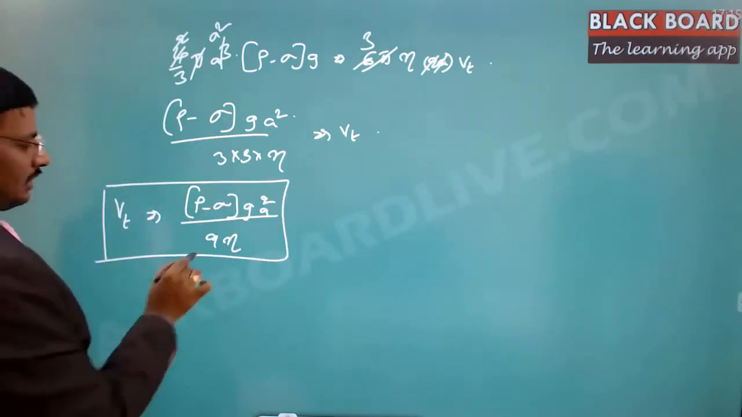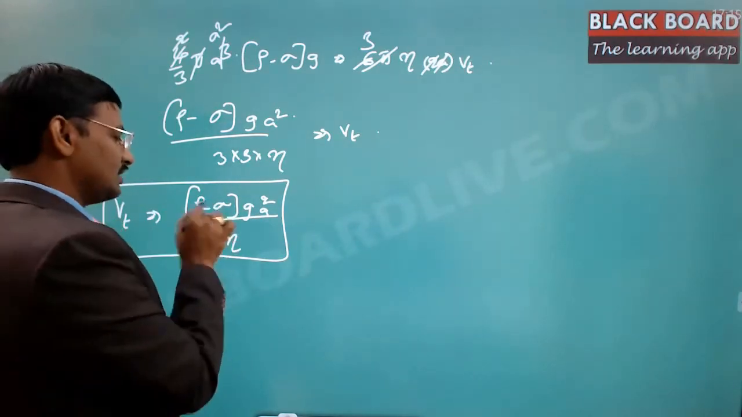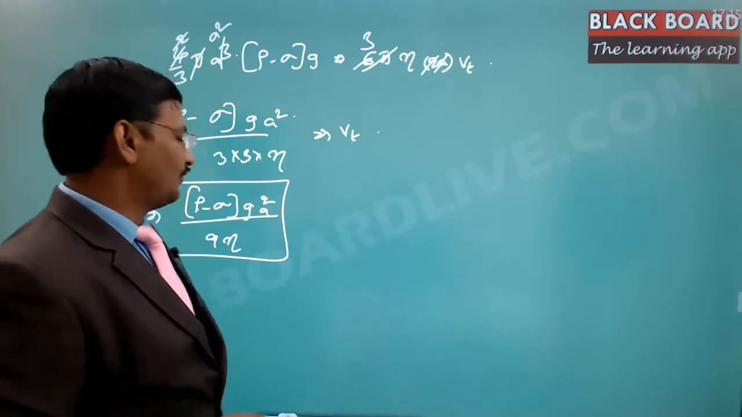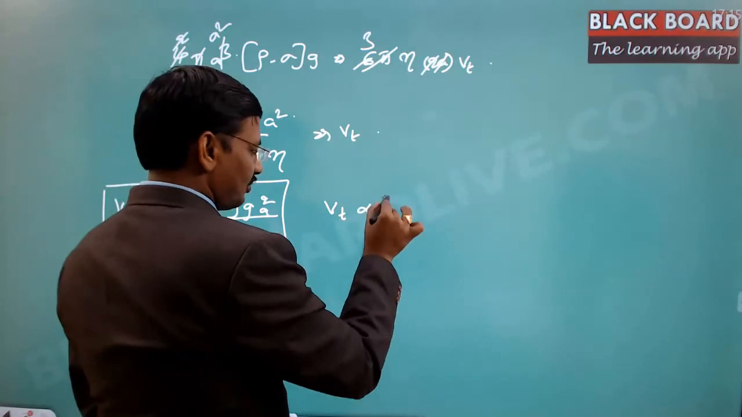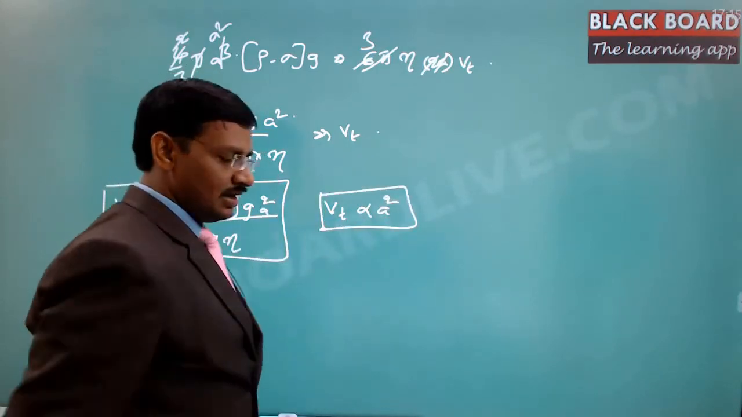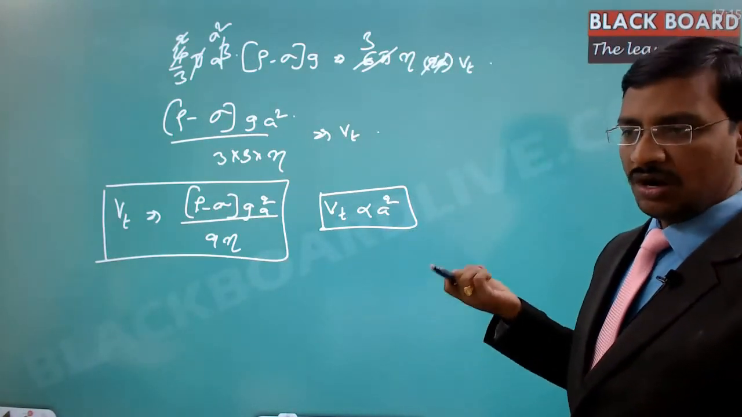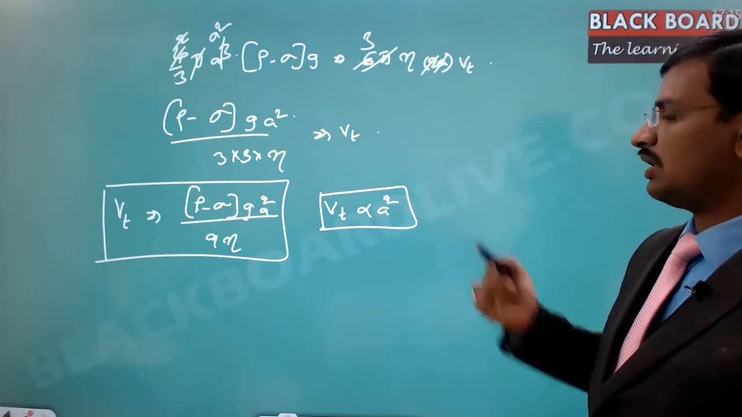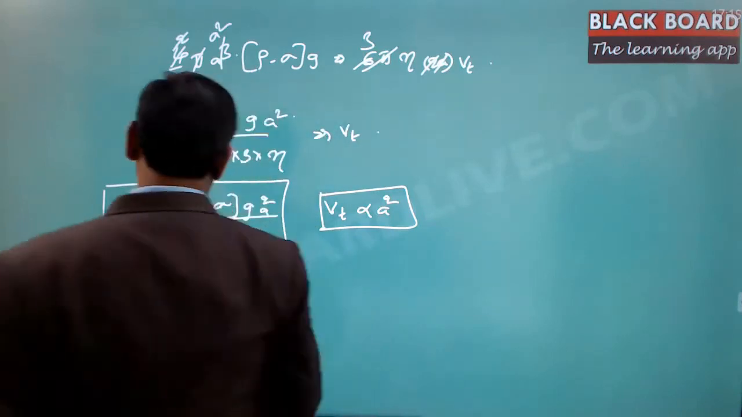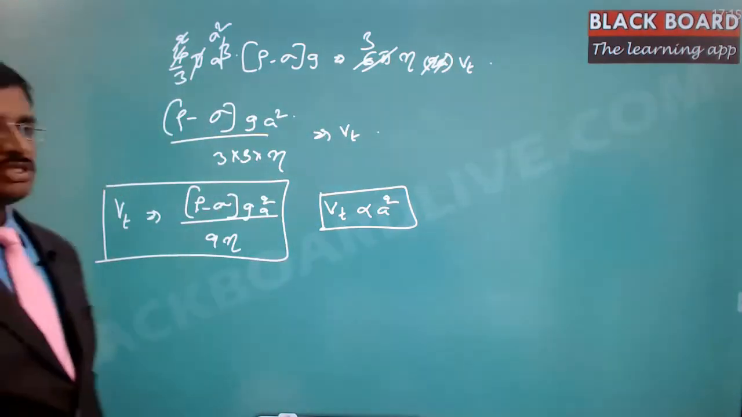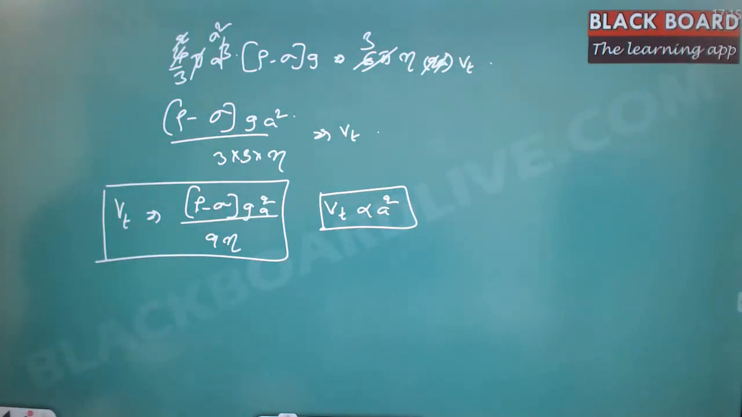Now if you notice, 9 is a constant, eta is the viscosity of the medium, rho is the density of the water, sigma is the density of the air, and g is the acceleration due to gravity. The terminal velocity is directly proportional to the square of the radius of the ball. So the terminal velocity, with which the water is coming, is proportional to the square of the radius. Got it? Do you have any questions on this? When the ball is coming from top to bottom, this is how the velocity is calculated.